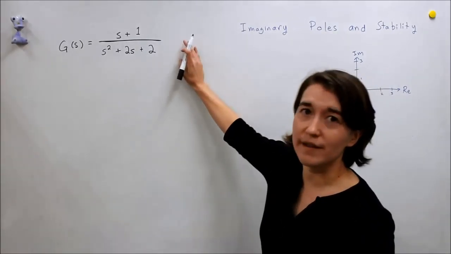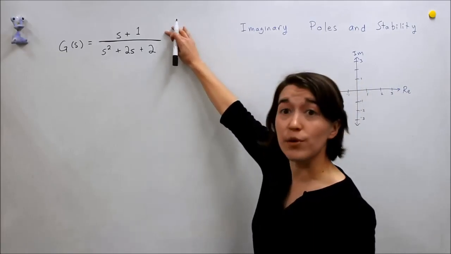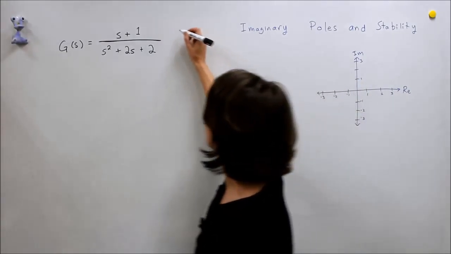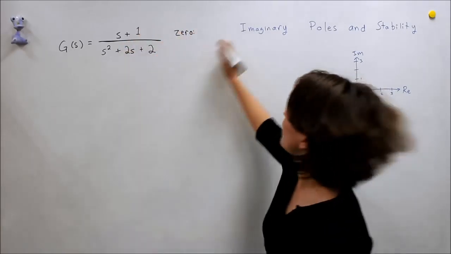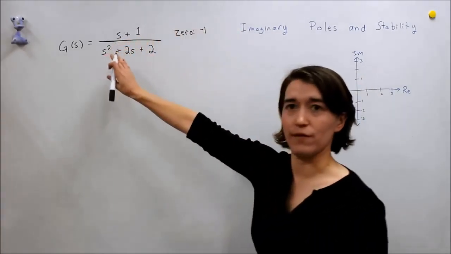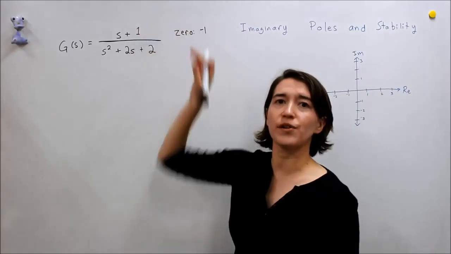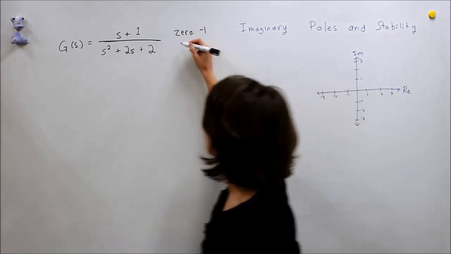So, well, first let's do the easier part. Let's find the zeros for this system. So our 0 here would be -1, because that s of -1 makes this numerator 0. So now let's try to find the poles.